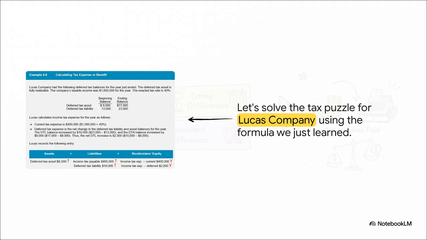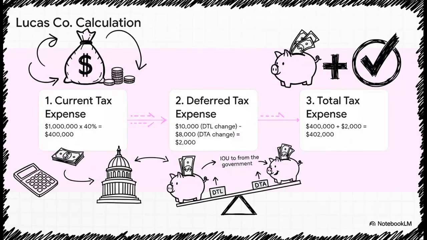All right, enough with the theory. Let's make this real. We're going to walk through this example for a company called Lucas Company and see exactly how the math works out in practice. Okay, let's break it down. First up, step 1, the current tax expense. This is the cash they owe right now. We take their taxable income, which is $1 million, and multiply that by the 40% tax rate. Boom, $400,000. That's the check to the government.